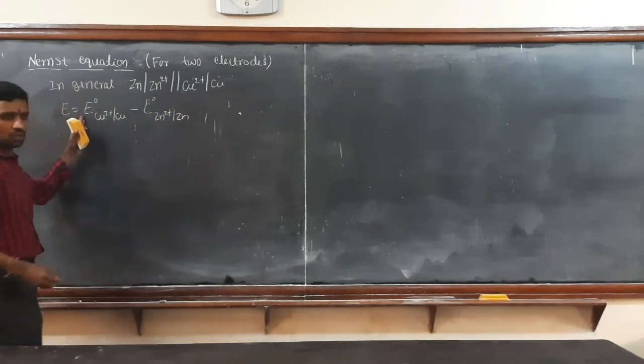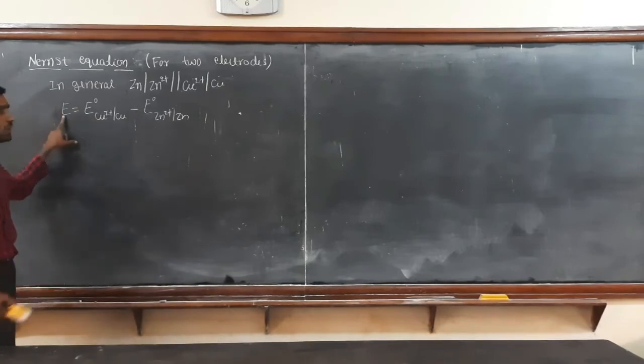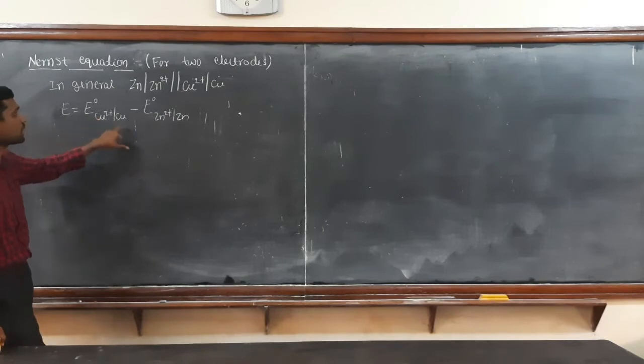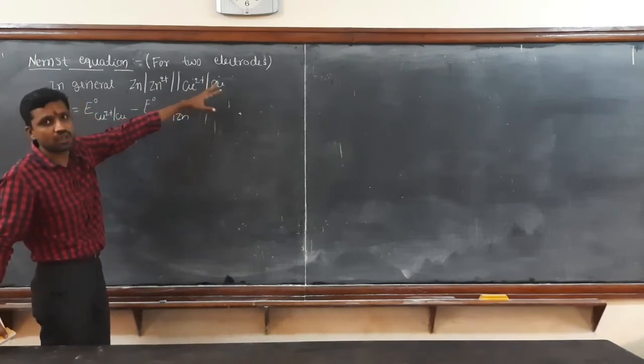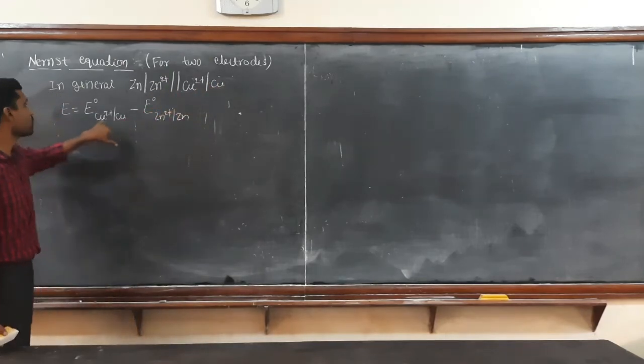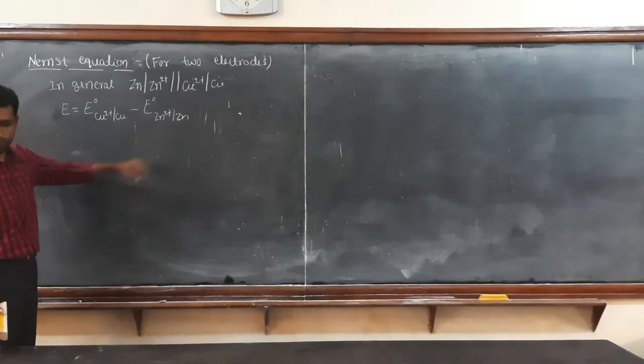So this is already studied. That one is the cell potential, it is nothing but E, with respect to the cathode. So here is a simple example, a galvanic cell. I have already studied this in the case of the electrochemical cell. Therefore the EMF is the standard EMF of the cathode minus the standard EMF of the anode.